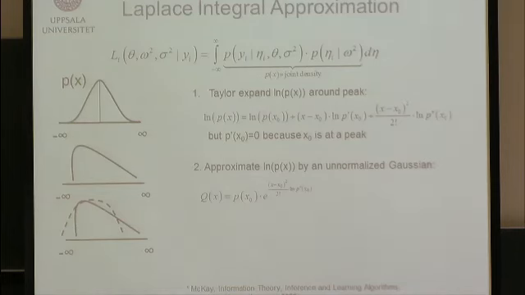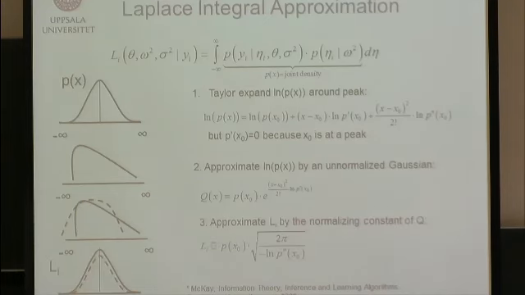And then we can approximate this by an unnormalized Gaussian, and we'll get this formula. So this joint density at the peak and some second order derivative, so the Hessian in matrix notation of this peak as well. And finally, we can approximate this with the normalizing constant of Q. So we will get this formula. And this is basically how it will be.